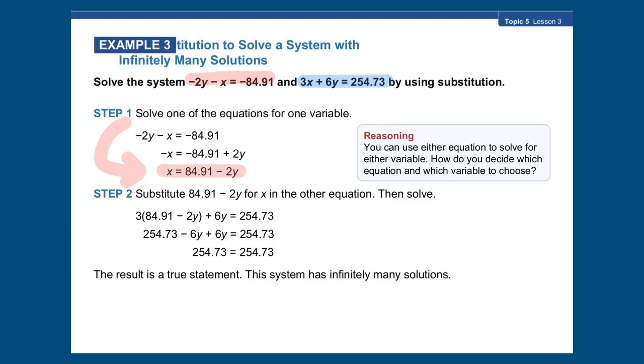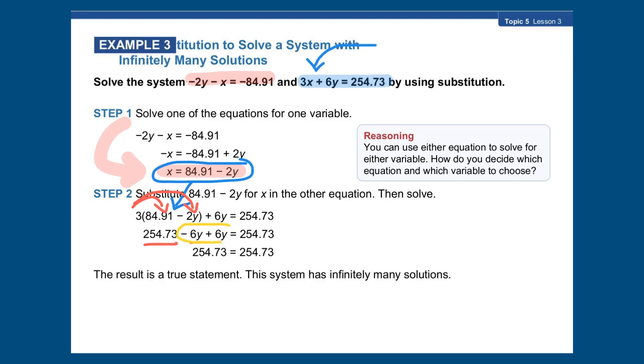In the second equation, instead of an x, oops, let me use a pen, not a highlighter. Do you see this x right here? We're not going to use x, we're going to use this. So they did 3 times, instead of x, they put it right there. And then they just copied plus 6 equals 254.73. Distribute, answer.